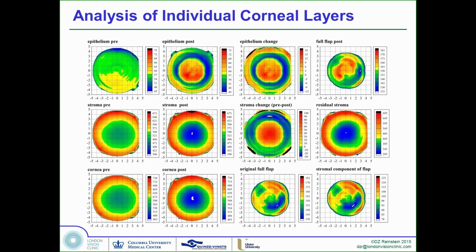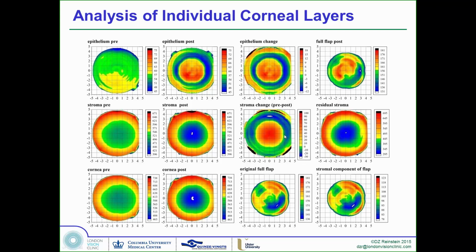So for example, the epithelial change map would be derived by subtracting the post-op from the pre-op. The stromal change map would be derived by subtracting the pre-op from the post-op, so that the ablation or the tissue removal would be a positive number. This map was interesting because we discovered that in the periphery of the cornea, the stroma became thicker than pre-op.